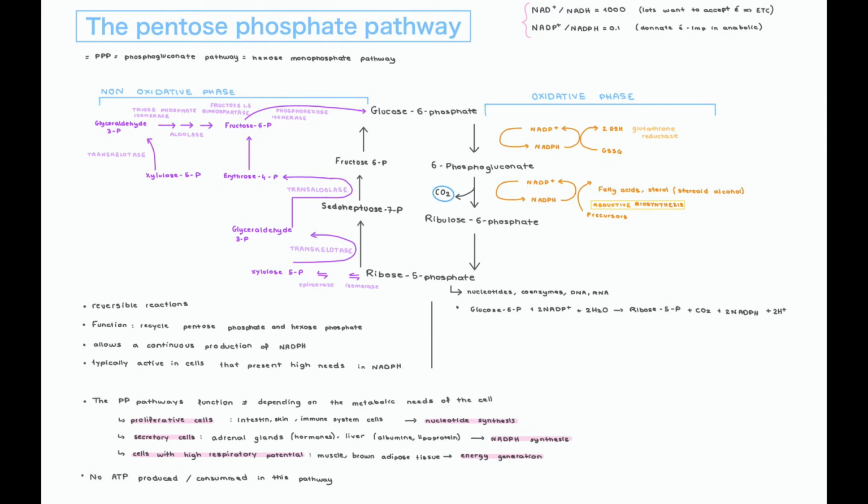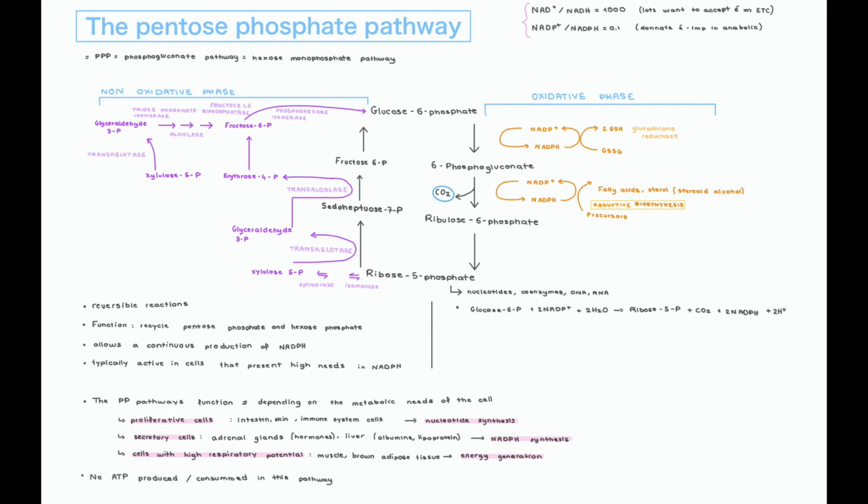From sedoheptulose 7-phosphate, it's going to get transformed into fructose 6-phosphate. And this is by the enzyme called transaldolase. At the same time, the glyceraldehyde 3-phosphate that we were talking about before is going to be transformed by the same enzyme into erythrose 4-phosphate. Now, here's where it gets kind of messy.